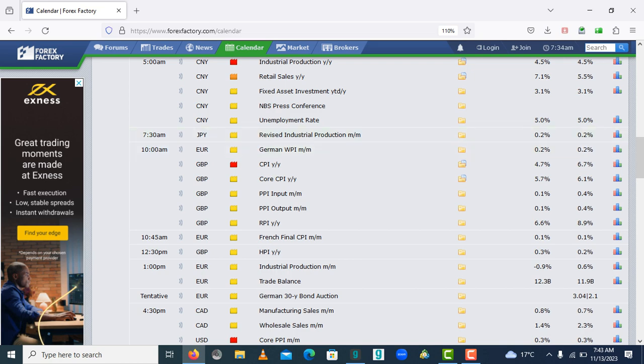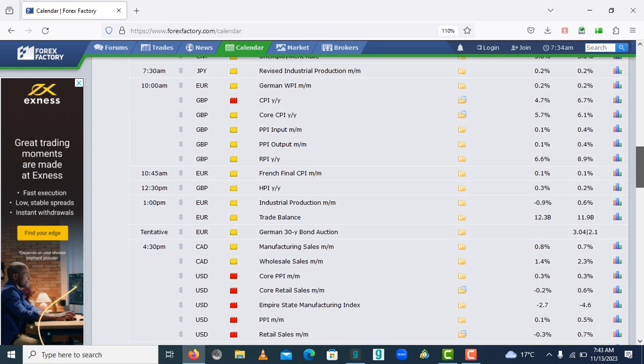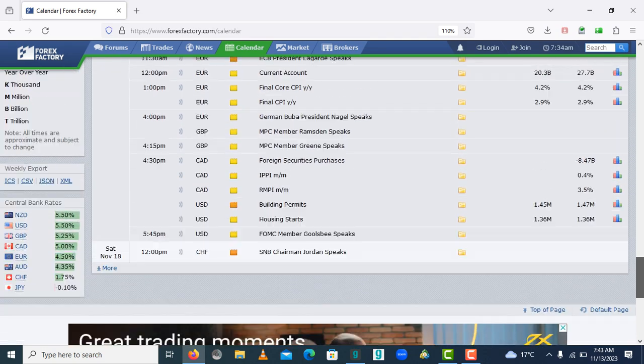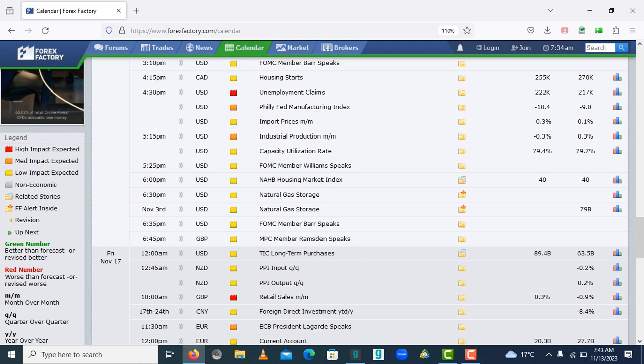The other news which are highlighted by either yellow, or even orange, do not have a great impact on the currencies. Therefore, they are not usually traded.